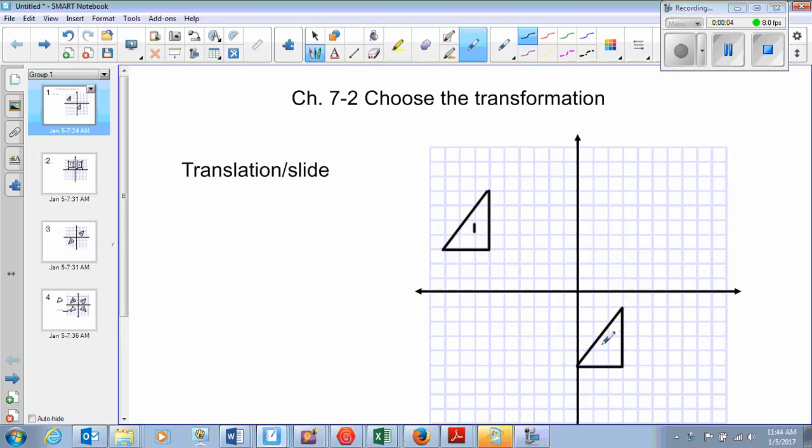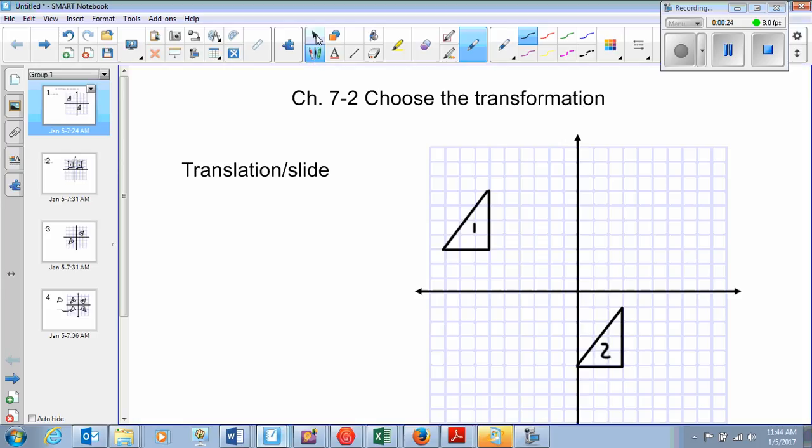Today we're going to be talking about Chapter 7.2, which is really just a reiteration of 7.1. In 7.1 we learned how to move images around in the coordinate grid, whether it's sliding it, rotating it, or a reflection. So now we're just going to look at situations where we have a question already answered, basically, and we have to say what happened.